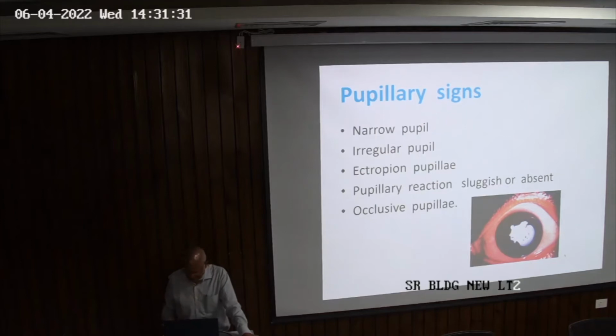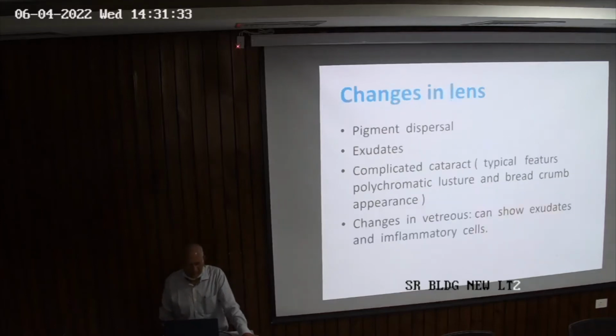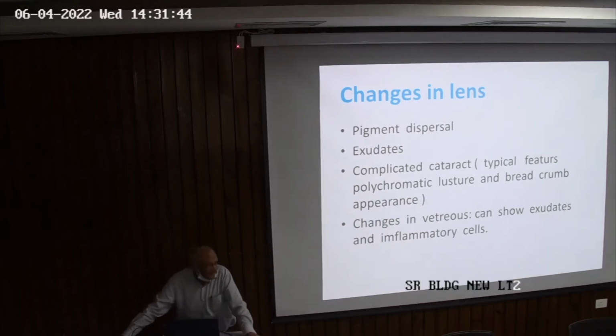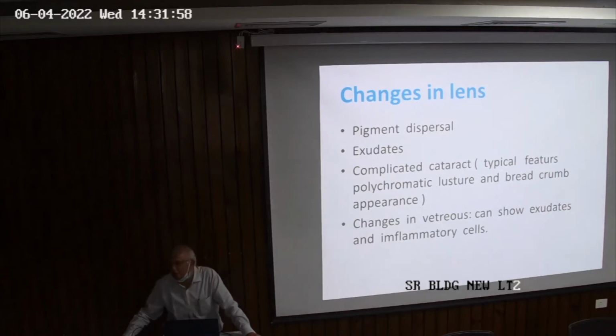These are the iris signs. You should not forget this. Then there are changes in the lens also. Pigment dispersal, because the iris pigment is attached to the lens. The pigment exudate, these are two cells, coming in the pupillary area. Complicated cataract, secondary cataract, that is called the typical shape, with features of polychromatic luster and the bread crumb appearance. This is the secondary cataract or the complicated cataract.